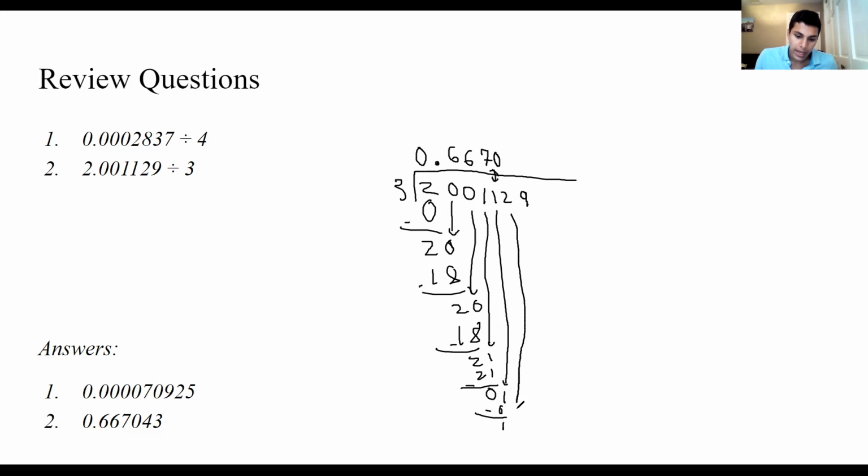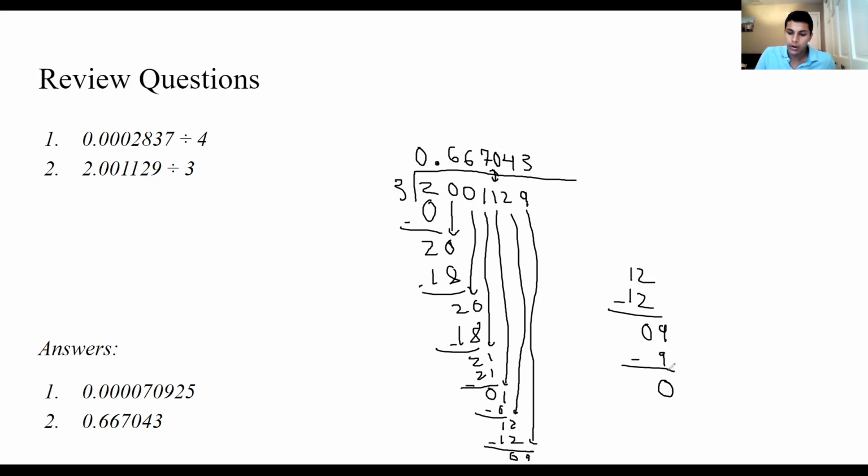Now bring down a 2, we get 12. 3 goes into 12 4 times. 4 times 3 is 12, and when we subtract, we get 0. And finally, we can bring down this last 9, and 3 goes into 9 3 times. And if you ever run out of space, you can continue the question like this by just rewriting part of it over to the side here. So that's what I'll do actually. 3 goes into 9 3 times. 3 times 3 is 9. So let's subtract, and we end up with 0 as a remainder.